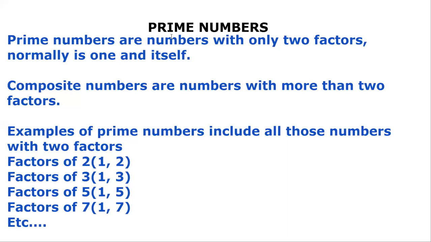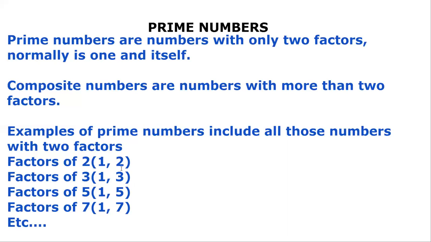Aside from that, there's no way you can multiply any other number to get 2. When you talk about 3, the multiplication is only 1 times 3 or 3 times 1. So now these are the numbers, or the factors, that will help you identify that this particular number is a prime number. Only factors can identify whether a number is a prime number or a composite number.